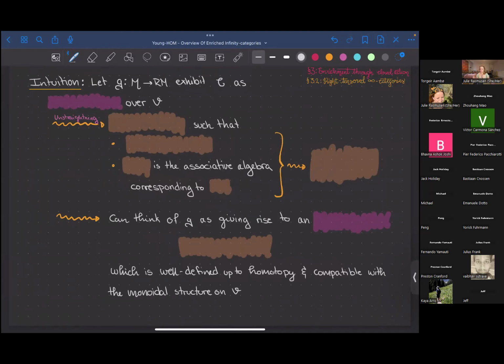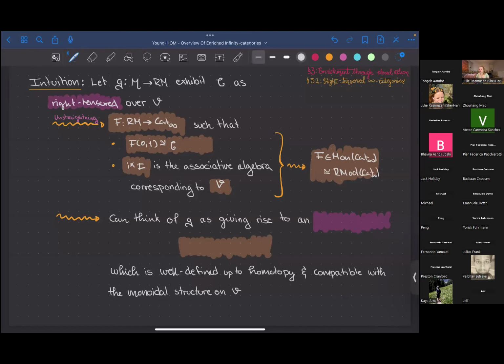Okay, and the intuition of why this gives us a right tensor structure is if we start with Q exhibiting some C as right tensored over category B, then through unstraightening we obtain a functor F that will go from RM into Cat_∞, such that when we apply it to 0,1, it will be equivalent to the category C. And if we pull back along that projection map I, then that corresponds to the associative algebra corresponding to B. So that means that we can consider this functor F as being RM monoidal in Cat_∞, which is the same as right modules on Cat_∞.